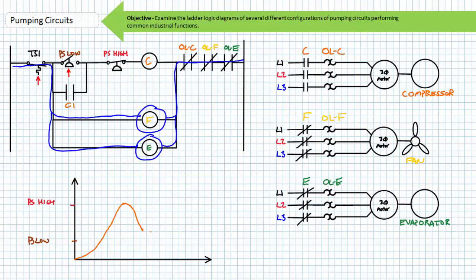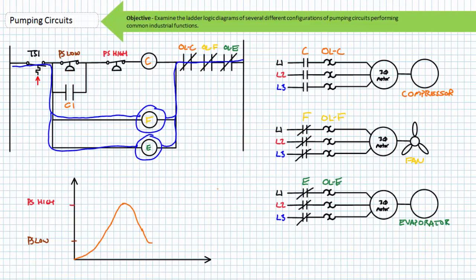Pressure continues to fall until it reaches the reset level of PS low, at which point PS low also recloses. The compressor is again energized, keeping pressure oscillating between the PS low and PS high values as intended.